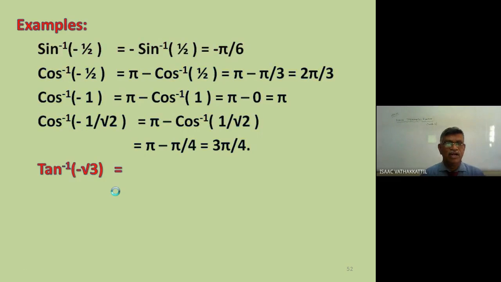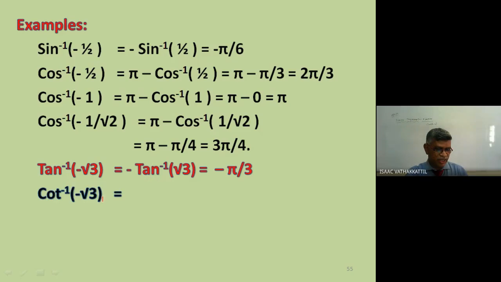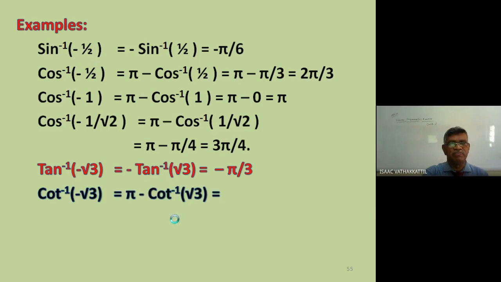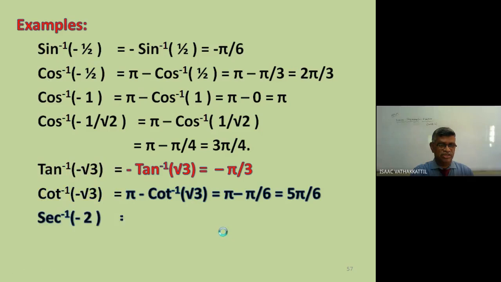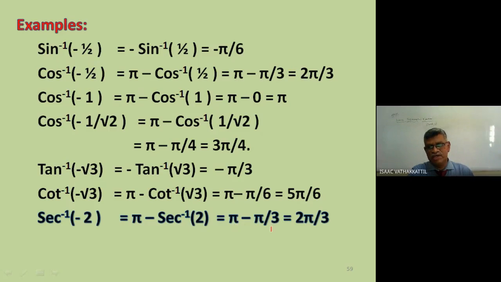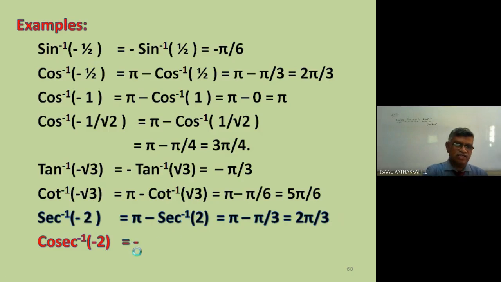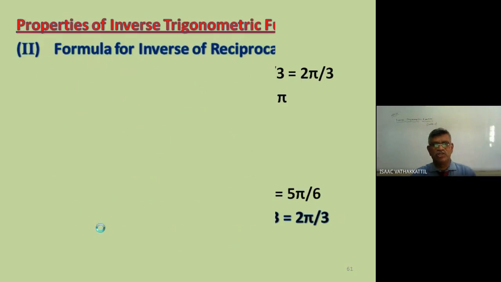Tan inverse of minus root 3 will be minus tan inverse root 3, that is minus pi by 3. Cot inverse of minus root 3, can you spell? It will be pi minus cot inverse root 3, that is pi minus pi by 6, that is 5 pi by 6. Sec inverse of minus root 2, nothing to worry, we have the formula: pi minus sec inverse 2, that is pi minus pi by 3, that is 2 pi by 3. Cosec inverse of minus 2 is minus cosec inverse 2, that is minus pi by 6.